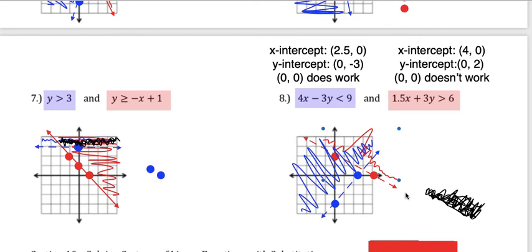So it's all of this space above the red dashed line. Now where do they overlap? That would be this area here. All right, that concludes our systems of inequalities examples.